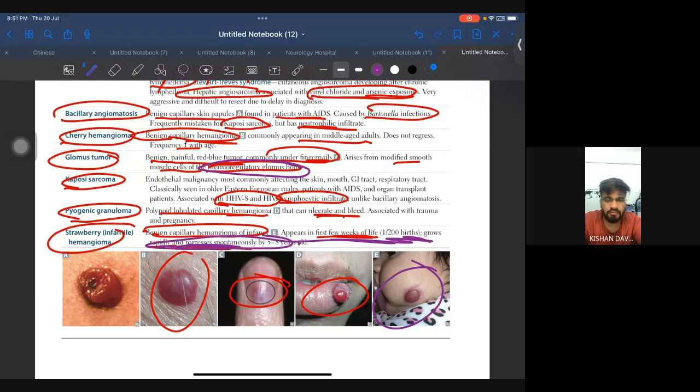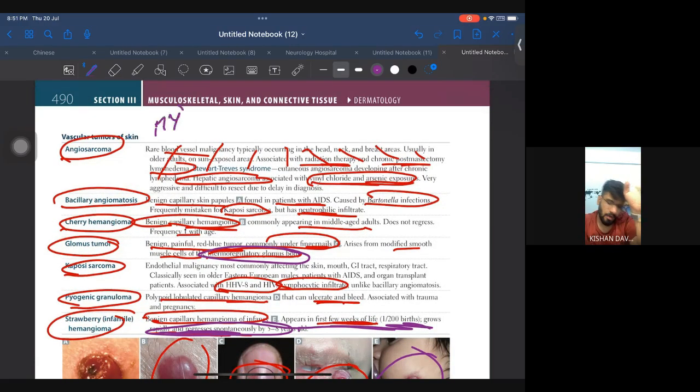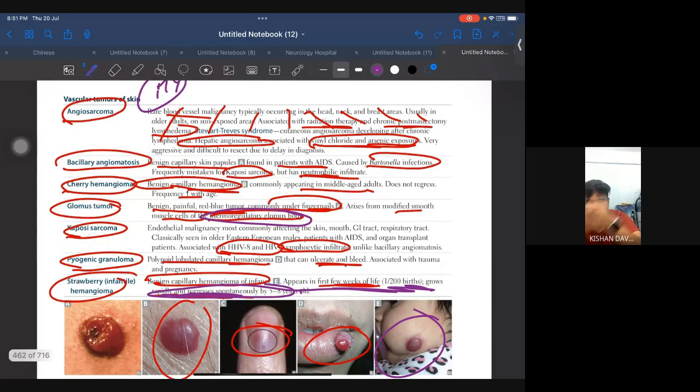And here also they will give you the image. They will give the image and sometimes they will ask you the diagnosis, or sometimes they will ask which of the following is correct regarding this condition. So you will say it will regress spontaneously. You have to say that. All these vascular tumors are also very high yield. In this you just have to pick out one line and images.